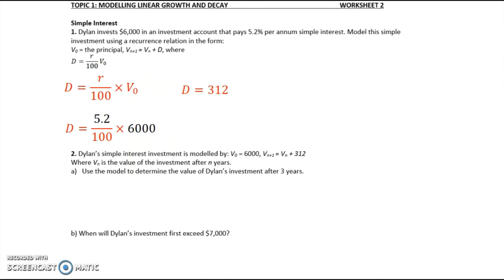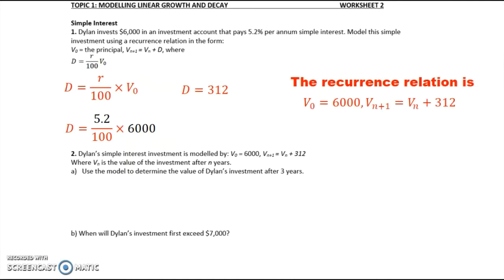Now we can model this investment. So the recurrence relation is the initial value equals $6,000 and each term after that we're adding $312. So that is pretty much it for question number 1. Now, Dylan's simple interest investment is modelled by, and sometimes with these questions, as you can see, you are provided with the solution from the previous question.